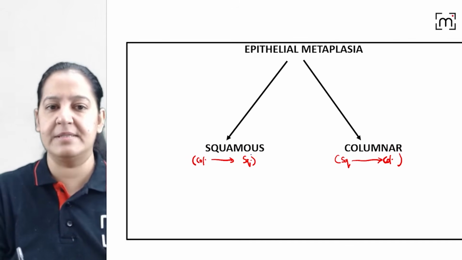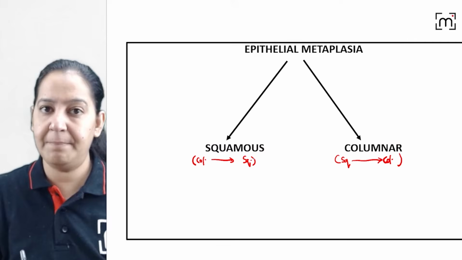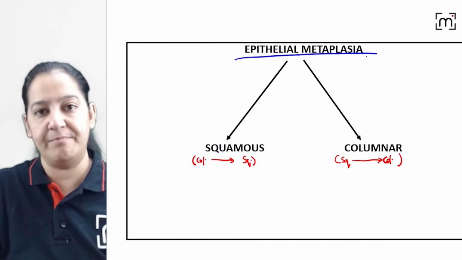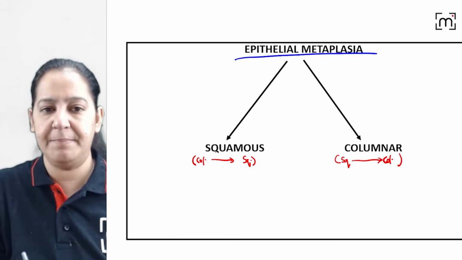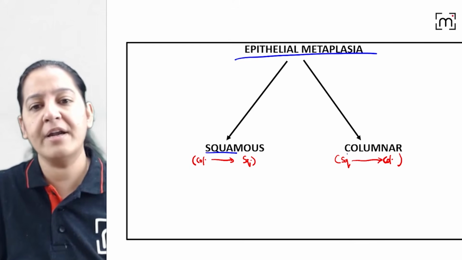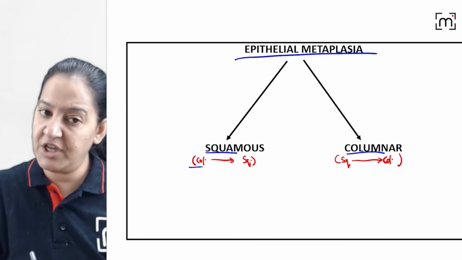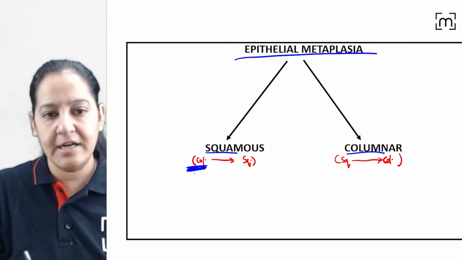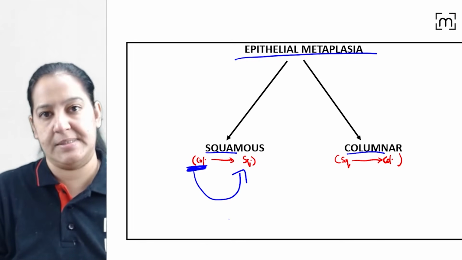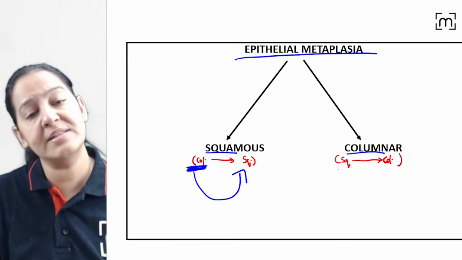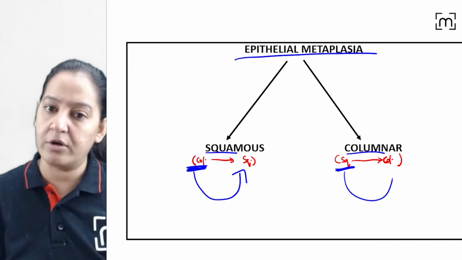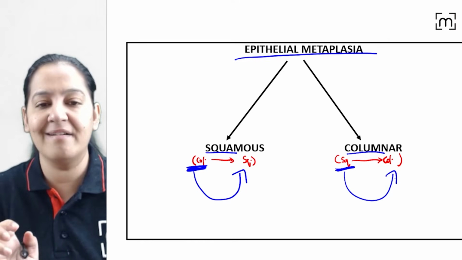It is of two types. What are the two types of metaplasia? The two types of metaplasia are squamous metaplasia and columnar metaplasia. In squamous metaplasia, initially the organ is having columnar lining and now it got converted to squamous due to stress. And in columnar, initially the organ is having squamous. Not due to stress, it got converted to columnar. So you can learn it so you don't get confused.